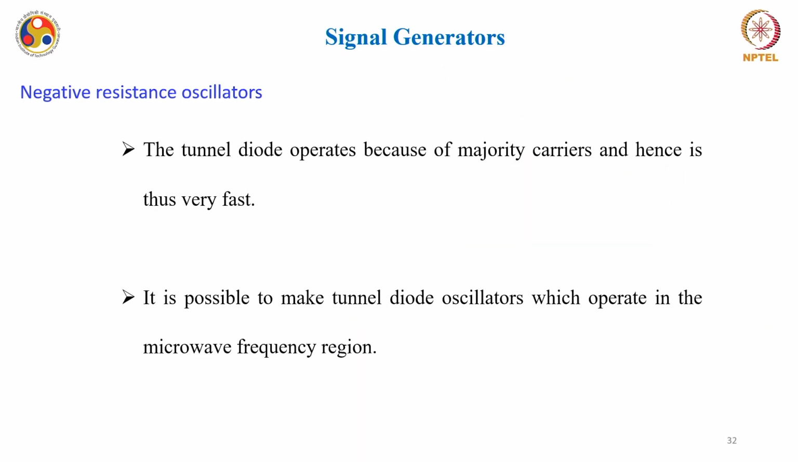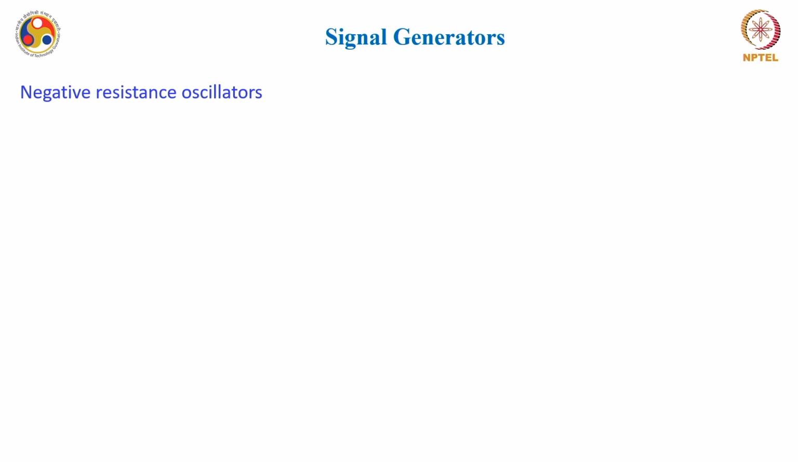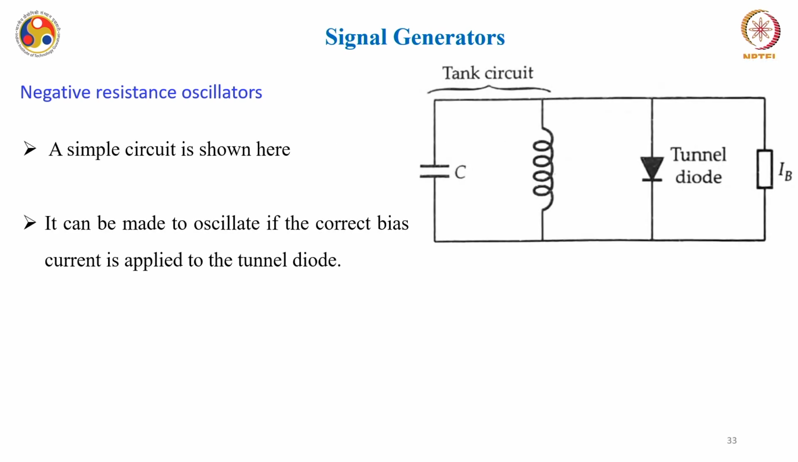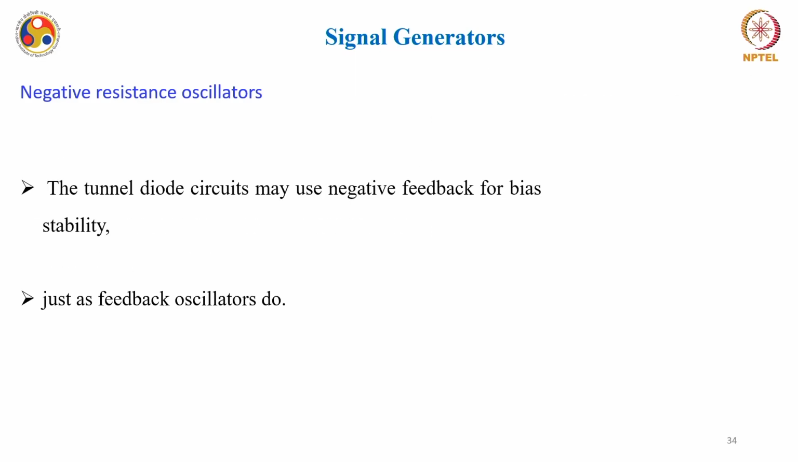The tunnel diodes operate because of majority carriers, and therefore they are very fast. It is possible to make tunnel diode oscillators which operate in the microwave frequency region also. A simple circuit using this negative resistance device, or tunnel diode, is shown over here, which can act as an oscillator. It can be made to oscillate if the correct biasing current is applied to the tunnel diode. The tunnel diode circuit may use negative feedback for bias stability, just as any feedback oscillator does.